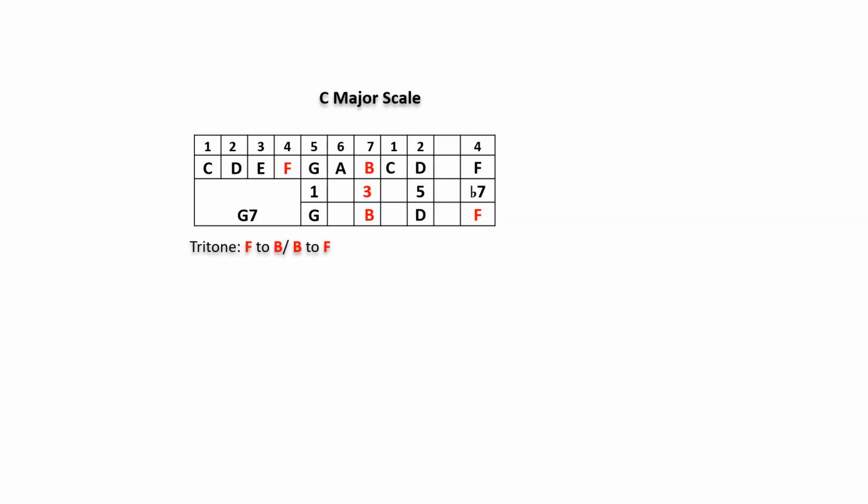In the major scale, the tritone occurs between the 4th and 7th scale tones. In C major, the tritone notes F and B become the flat 7 and 3 in G7, the dominant chord, on the 5th scale degree.